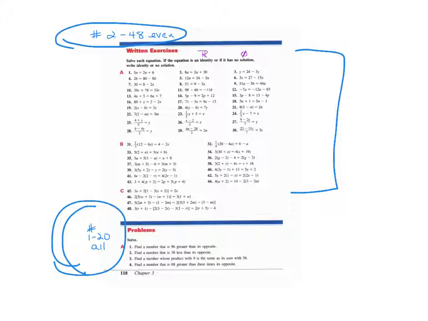Okay, so homework is 2 through 48 even and 1 through 20 all. Then tomorrow, we'll go over this homework and we'll also review for your test.